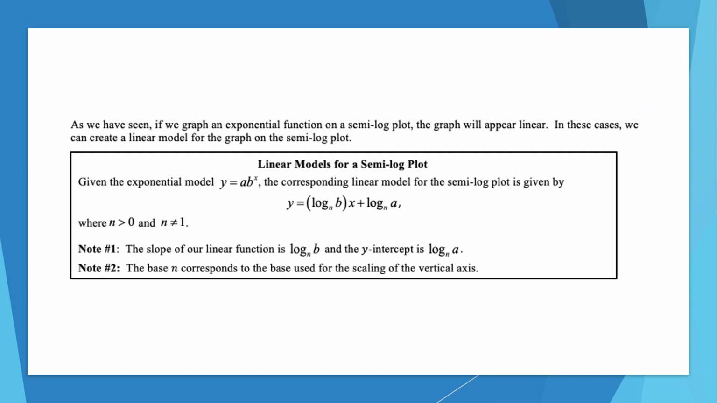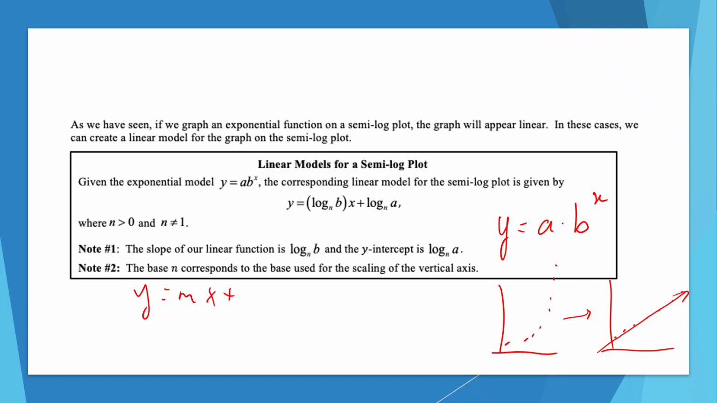And so this is going to be how we form that equation to get us a line of best fit on a semi-log plot. If we are given the exponential model y equals a times b to the power of x, that's going to be exponential, but it will appear linear. And what is that line of best fit? That's going to be y equals mx plus b, where m is going to be log base n of b, and b in this case is going to be the y-intercept, which is log base n of a.